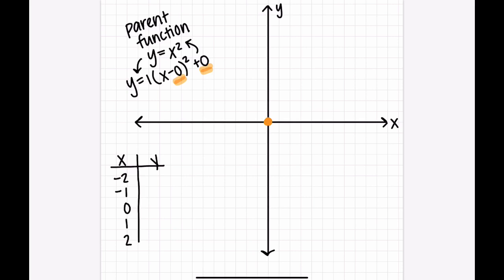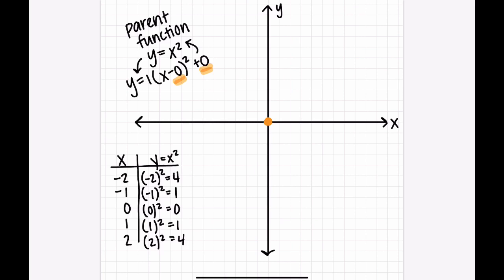So if y, the parent function of a quadratic, is equal to the x value squared, then we just square each of these x values. So if we take -2 and square it, that gives us +4. -1 squared is 1. 0 squared is 0. And so on. So we can plot these points and see our parent function.